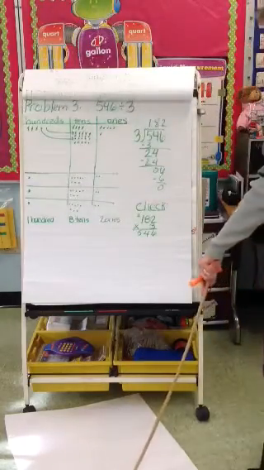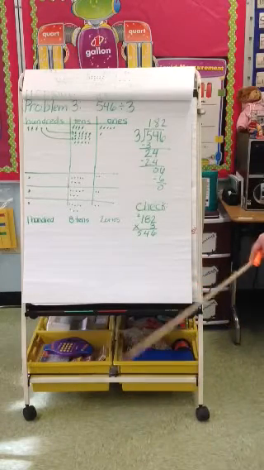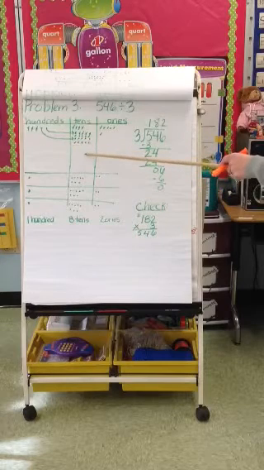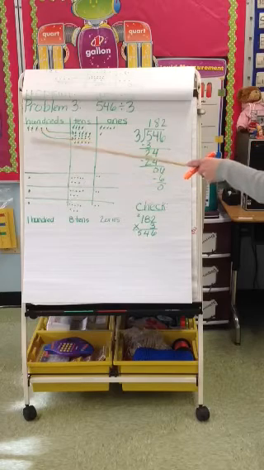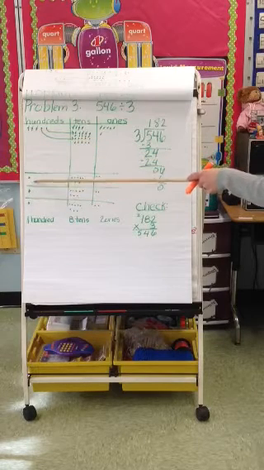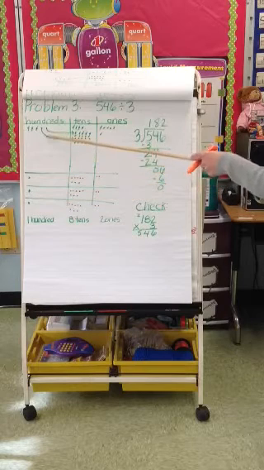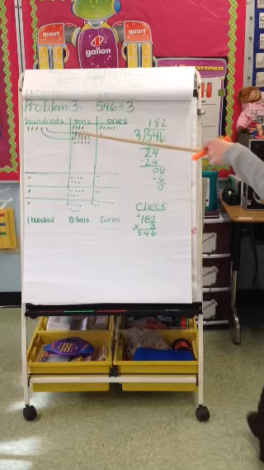Okay, let's look at the next problem. We have 546 divided by 3. I put my place value chart here, 5 hundreds, 4 tens, 6 ones. Here's my groups. I have 3 groups. I was only able to put 100 in each group. I had to decompose 2 hundreds. That's going to give us 20 tens.